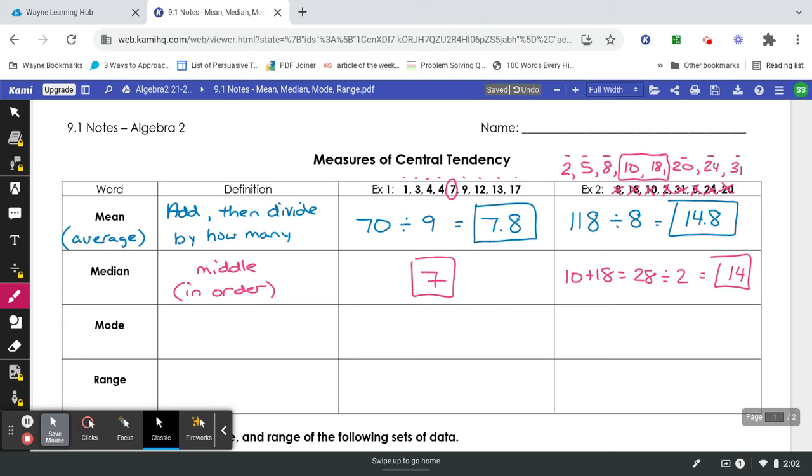The mode is a number that occurs most often. It's something that's used less frequently in math. But for this first one, example number 1, the 4 shows up a couple times. It's the most repeated number. In our second list, none of the numbers repeat. If that happens, just write none for the mode.